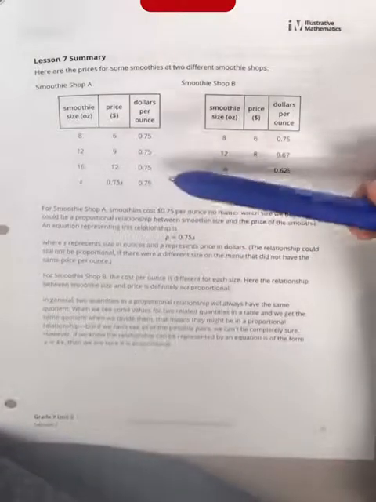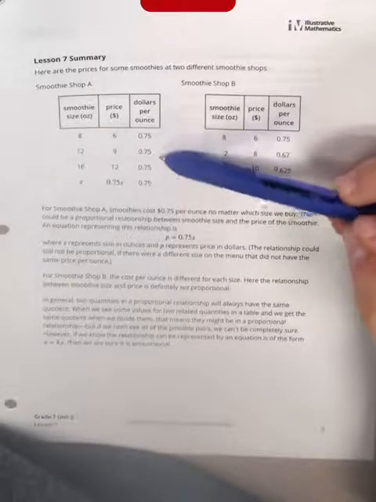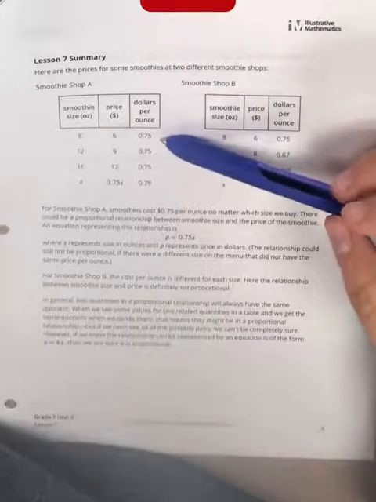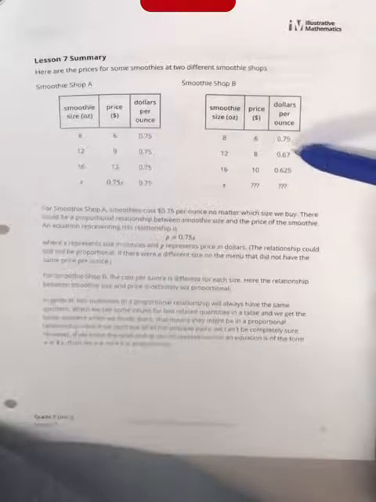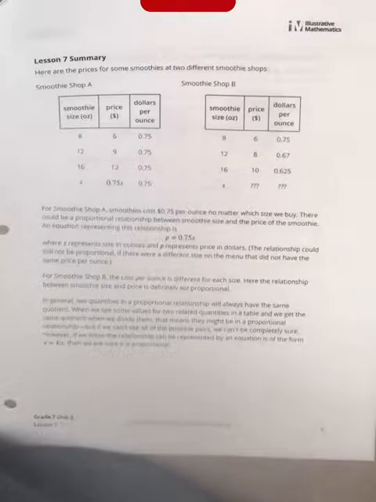So if we determine the cost per ounce, we see that Smoothie Shop A is charging a constant rate of 75 cents per ounce, regardless of what size drink they get. However, Smoothie Shop B cost per ounce is changing depending on how much they get. What could possibly be the reason that the price changes for getting a larger amount of a smoothie? Okay, so they're probably offering a discount. So the larger smoothie that you buy, they're charging less per ounce.